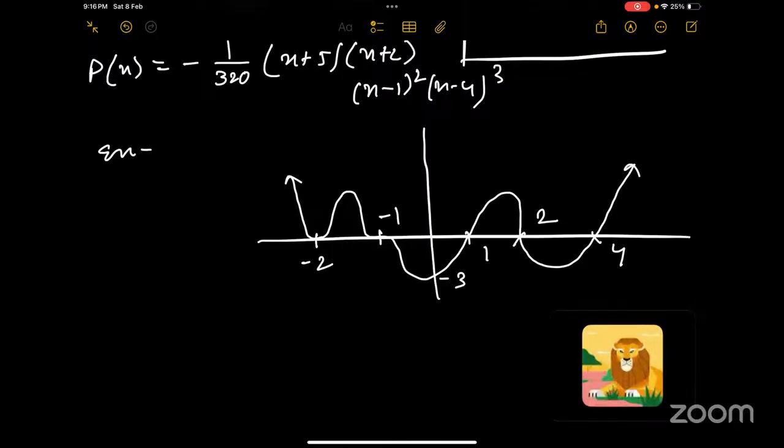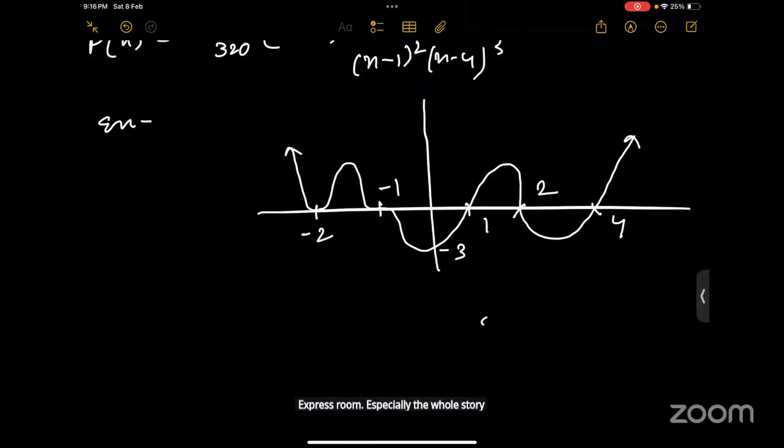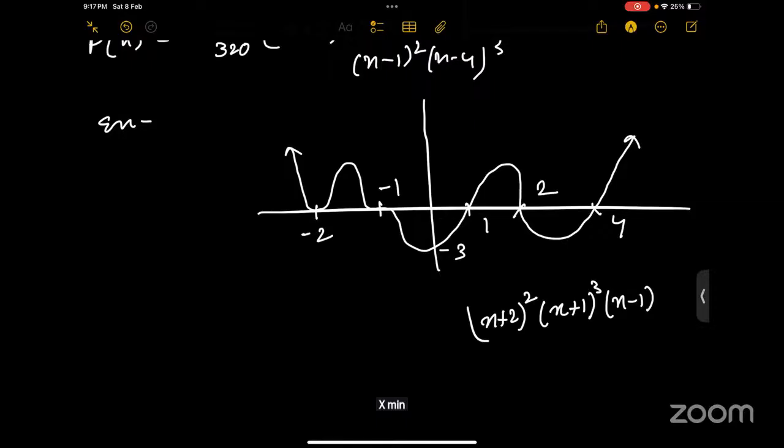x plus 2 the whole squared, into x plus 1 the whole cubed, into x minus 1, into x minus 2, into x minus 4, and the value of a is 32 by 3. A equals 32 by 3. This one?